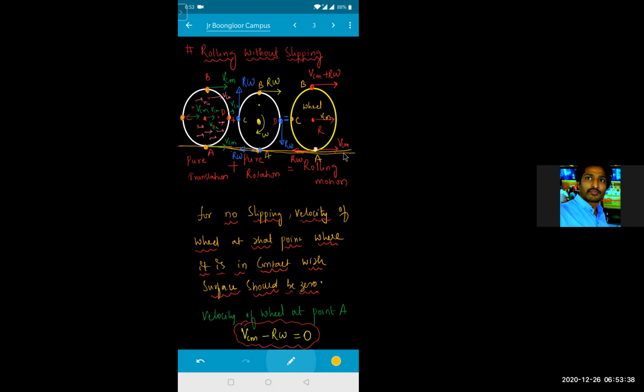Velocity at point A means what? VCM minus R omega. Now at the highest position, point B, VCM is in this direction and R omega is in the same direction. So if you add both of them, it is VCM plus R omega. Now at this position, point C, VCM is in this direction, R omega is in the opposite direction. So both of them are perpendicular.